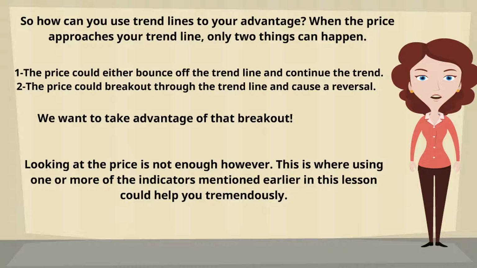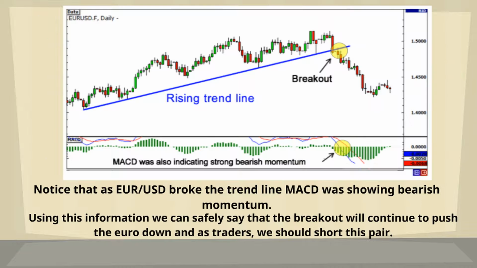We want to take advantage of that breakout. Looking at the price is not enough, however. This is where using one or more of the indicators mentioned earlier in this lesson could help you tremendously. Notice that as EUR/USD broke the trend line, MACD was showing bearish momentum. Using this information, we can safely say that the breakout will continue to push the euro down, and as traders, we should short this pair.